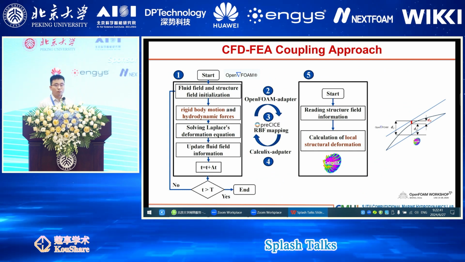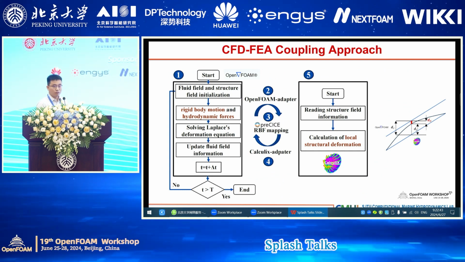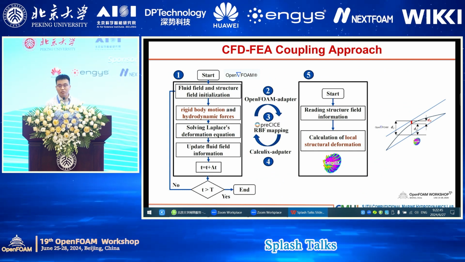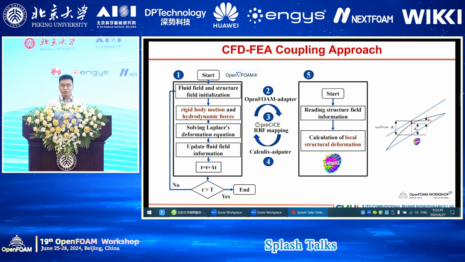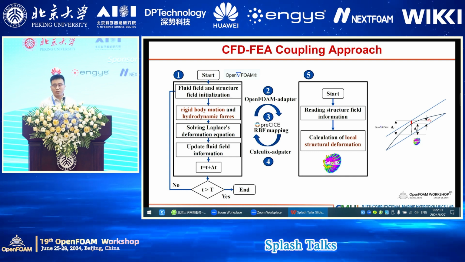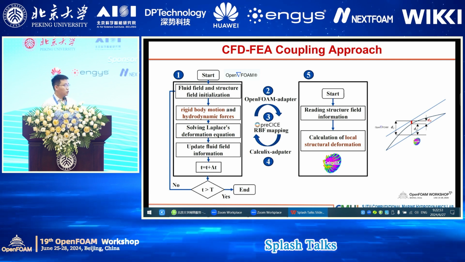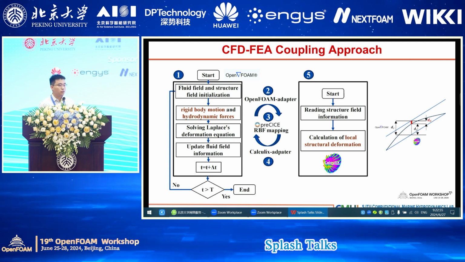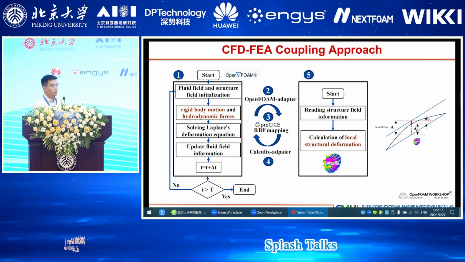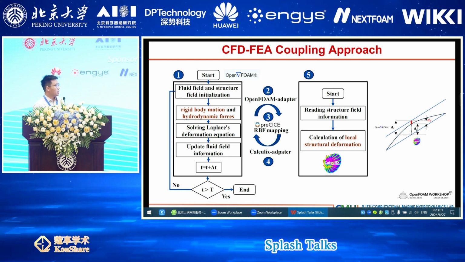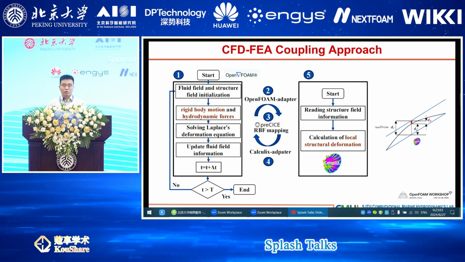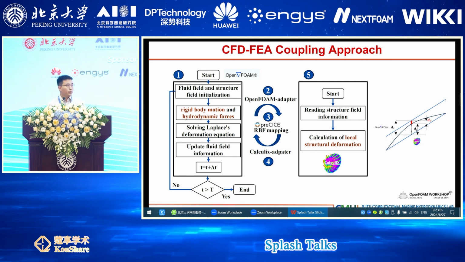To do this kind of simulation, we are using 3 different open source tools. First is OpenFOAM, used for the fluid dynamic simulation, and we can calculate the hydrodynamic forces and also the rigid body motion. We are also using the open source tool CalculiX to do the structural side calculation and to compute the flexibility, and we are using preCICE to do the data exchange between them.